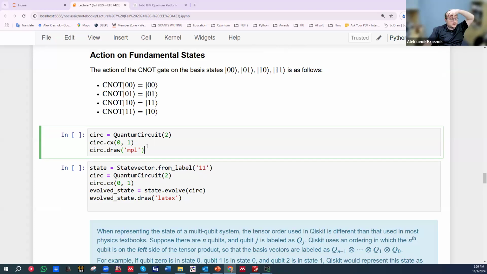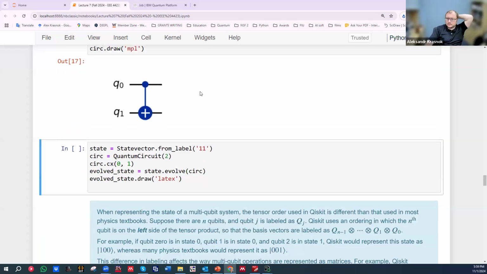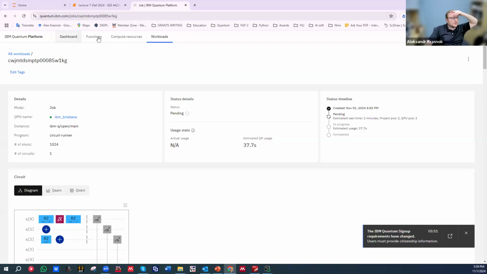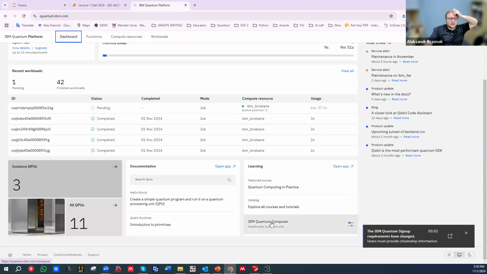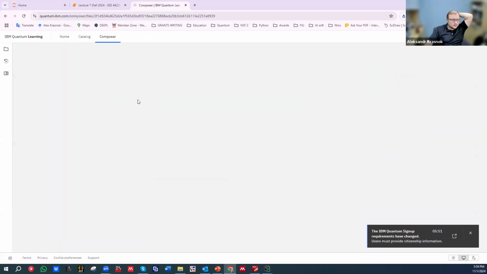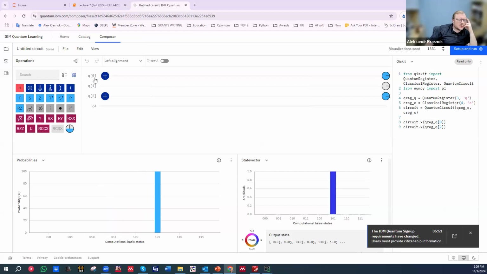Let us show how the CNOT gate is used in Qiskit. This is the presentation, right? In IBM Quantum, if you go to the Quantum Composer, you will find these gates.